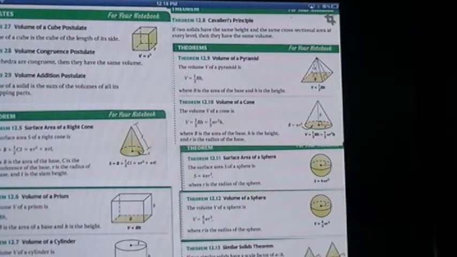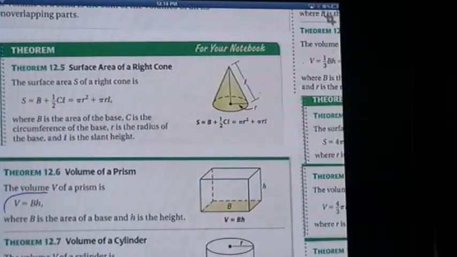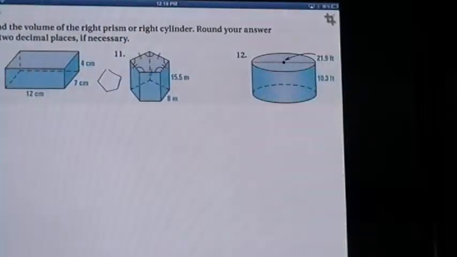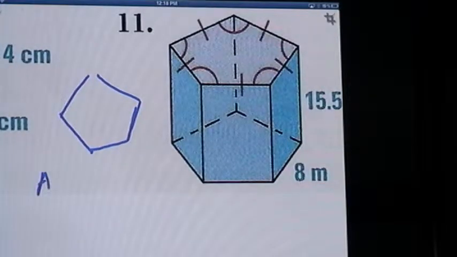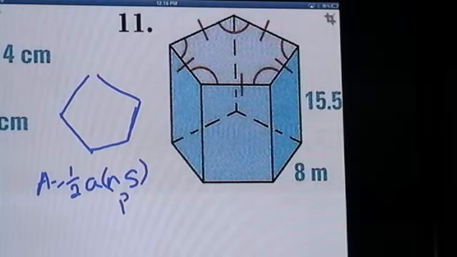Okay, to find the volume of a prism, it's base times height, big base. So it's the area of the base. And it really doesn't matter what shape it is, but you have to identify the shape of it so you know which area to use. And since we're doing the area of a pentagon, the area is equal to 1/2 the apothem times the number of sides times the side length. Or you can just put in perimeter for this if you'd like.